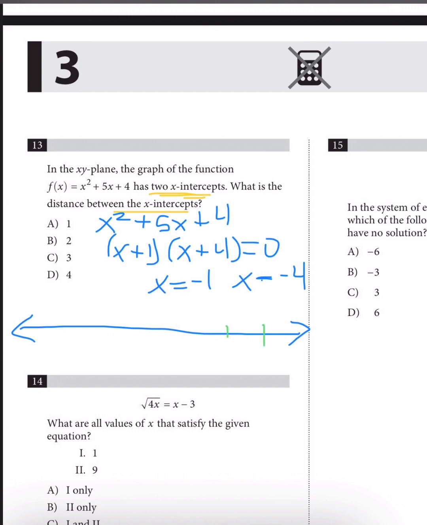So this is 0, 1, 2, 3. Just made some extra ones. Okay, so this is 0, -1, -2, -3, -4, -5, and then let's see. So it starts from here, 1, 2, 3. So exactly 3, so the answer is C.